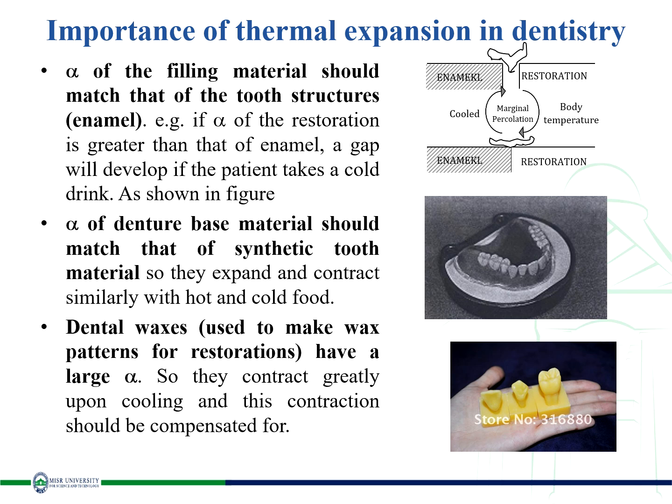Likewise, denture-based materials' alpha needs to match the synthetic teeth, ensuring they expand and contract together with hot or cold food, which is essential for stability. You can see an example of a denture in the middle image. Finally, dental waxes, crucial for creating patterns for restorations, have a large alpha. Their significant contraction upon cooling requires careful compensation during the fabrication process to achieve accurate final restorations, as exemplified by the wax tooth models shown at the bottom.